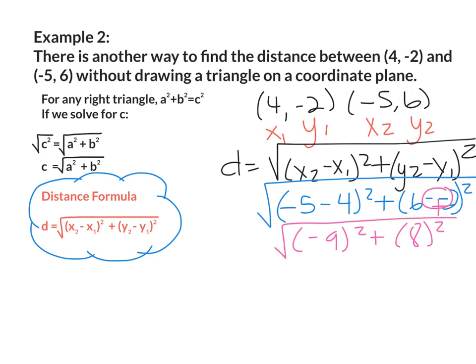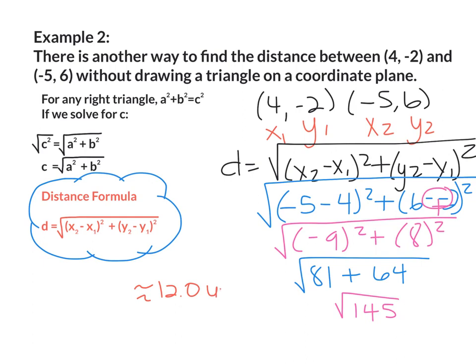And then I have negative 9 squared, that's going to give me 81. Plus 8 squared is 64. All under the square root. When I add those together, 81 plus 64 will give me the square root of 145. When I take the square root of 145, that's approximately 12.0 units. So you have two different ways to solve for the distance, so you choose whichever way is easier for you.